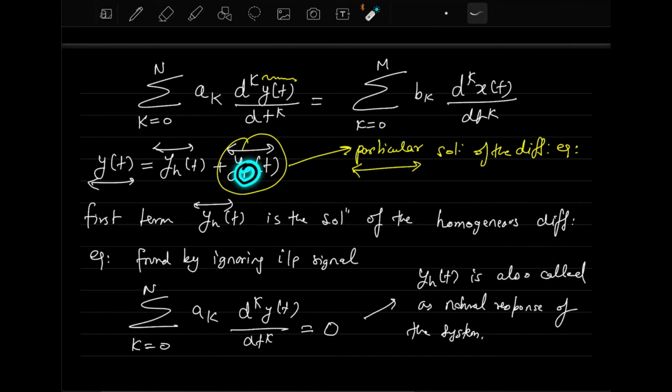So this y_p is the particular solution of this system, and it depends upon the internal structure of the system and the input to the system. That is important: y_p(t) depends upon the type of input that you have. This has to be kept in mind. Now once we divide the two, we will solve both of them individually, and by adding these two answers we will get y(t).